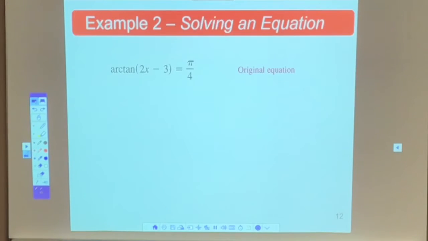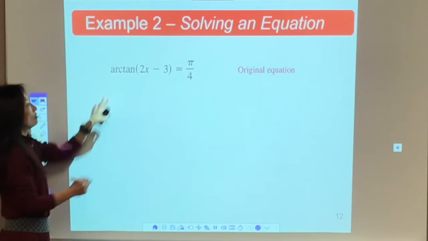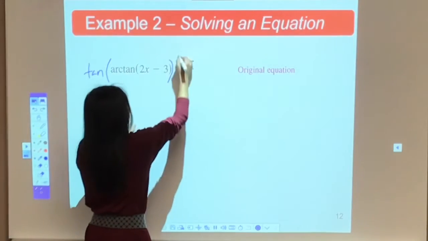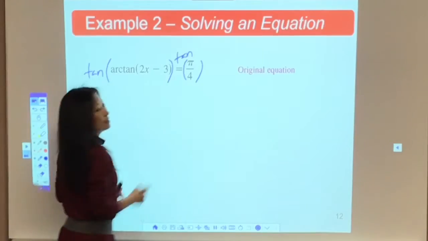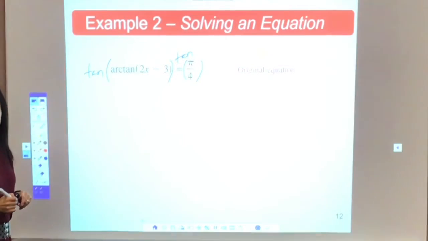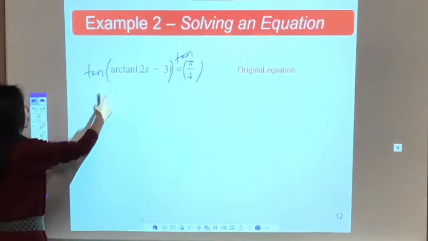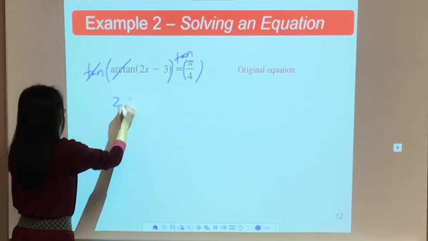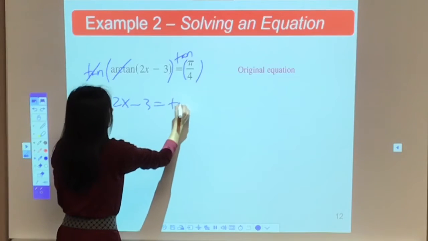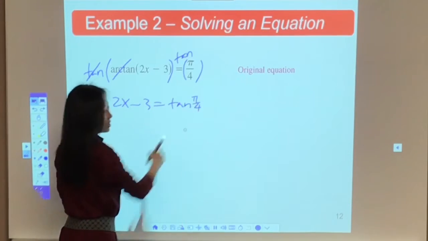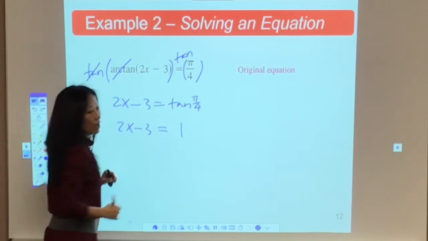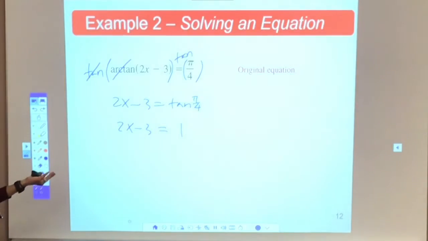All right, if I give you this, what do I need to do? I'm looking for x. So it's arctangent, so I need to apply which one then? Tangent. Apply tangent here. Are you with me, class? Why did I apply tangent? So arctangent and tangent cancel out because they're inverse to each other. Then I simply have 2x minus 3 equal to tangent pi over 4. You know what tangent pi over 4 is? Just put it in your calculator. What's that equal to? Is that 1? Yes.